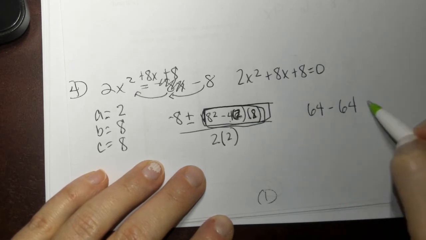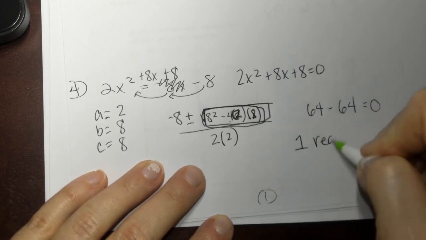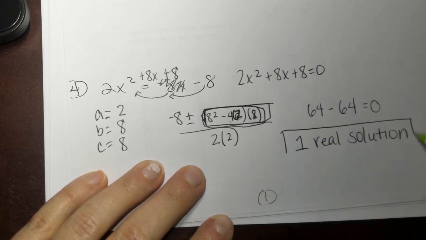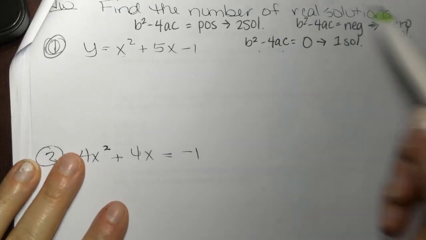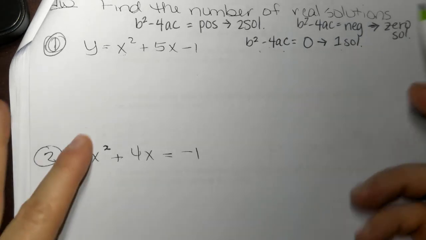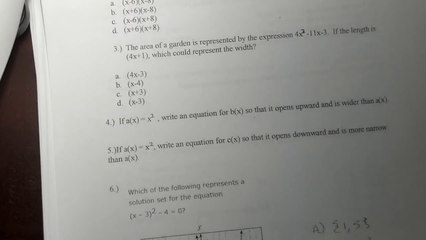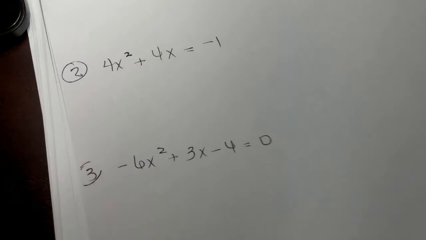So it looks like we're going to have a 0. So how many solutions is it if that equals 0? 1 real solution. Remember, if b squared minus 4ac, which is what we just did, is 0, then there's only 1 real solution. Alright, so you're going to do that on the back as well, 5, 6, and 7. So it's 1, 2, 3, 4, and then on the back is 5, 6, 7.